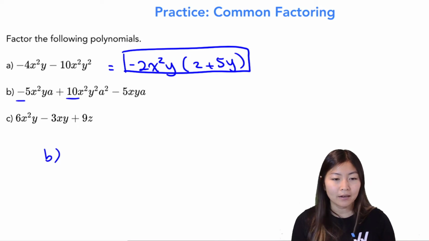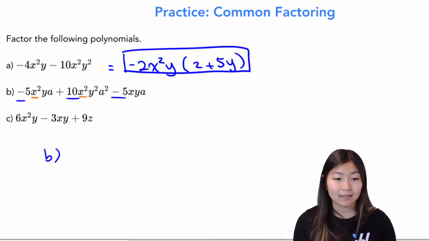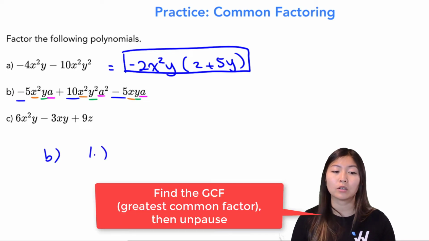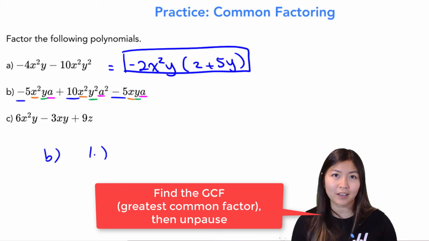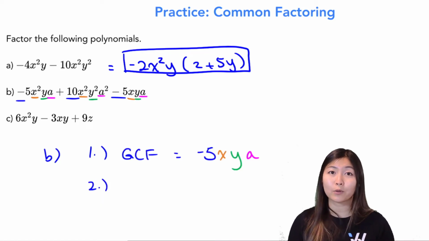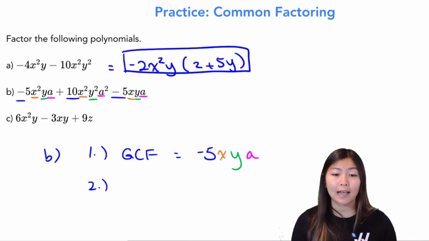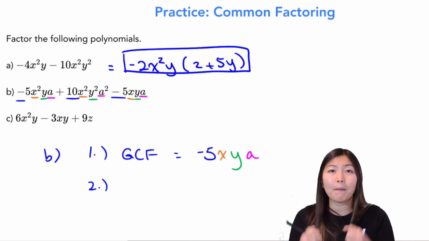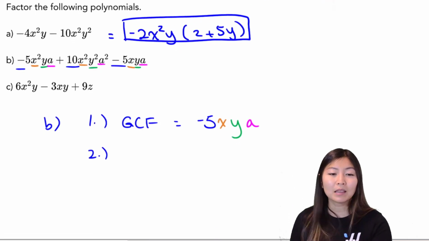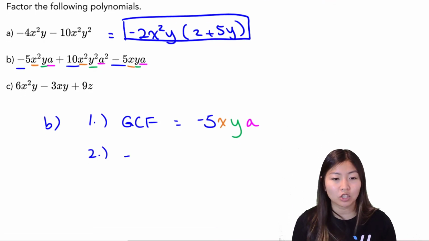So part B, again, number parts, x's, y's, and your a's. You have to treat them separately. So I'm going to pause the video at this point. Go ahead and find out what the GCF is. So hopefully you were able to get that the greatest common factor is negative 5xya. That's the greediest you can be while still taking the same amount out of every single one of these three terms. Next up, let's divide everything by this GCF.